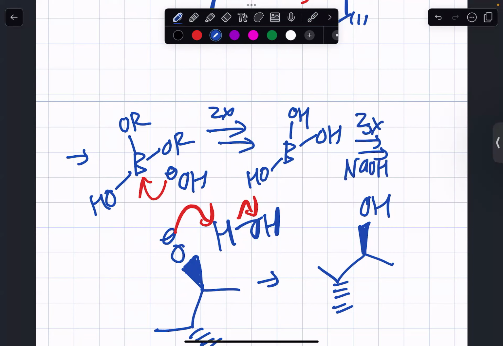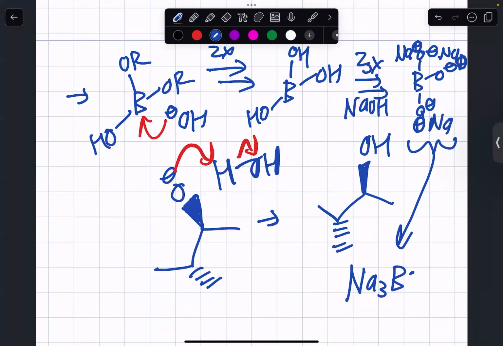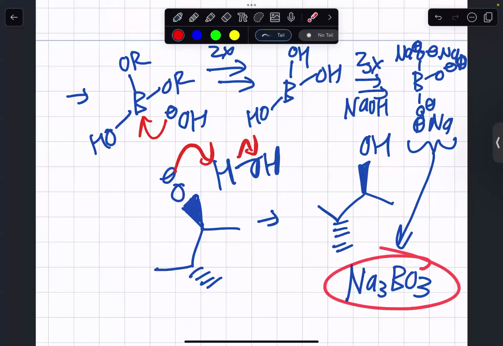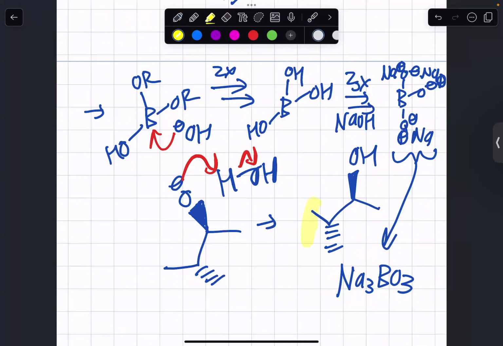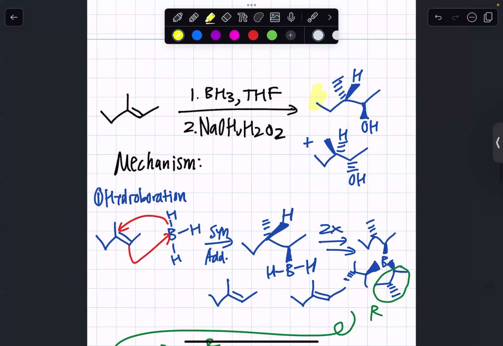to give us negative charge O minuses here, where the sodium ion Na plus will come around and stabilize and solvate those negative charges, which this whole thing here is Na3BO3 side product, where this here is the main product we are concerned about because that is the product that is anti-Markovnikov and syn addition, which is exactly this main product right here.